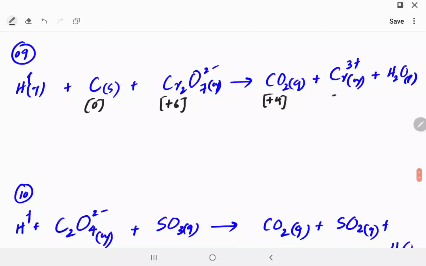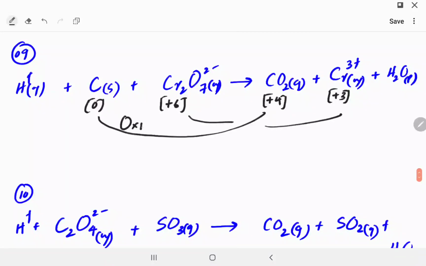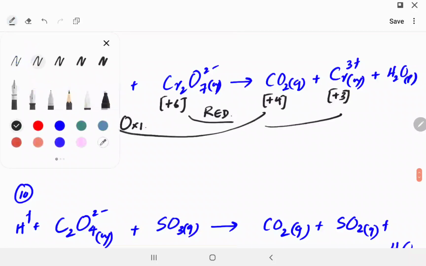I hope you got that correct. Identify oxidation and reduction. Carbon is definitely going through oxidation. Dichromate is going through reduction. Okay, and now get the electron difference.